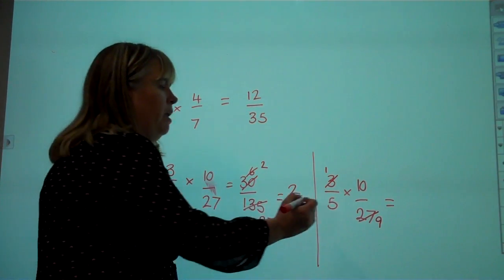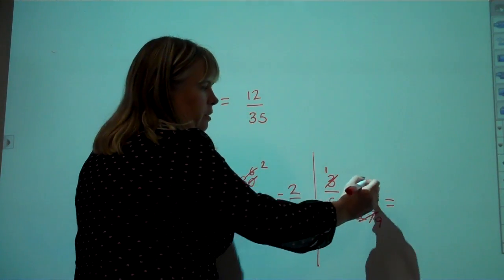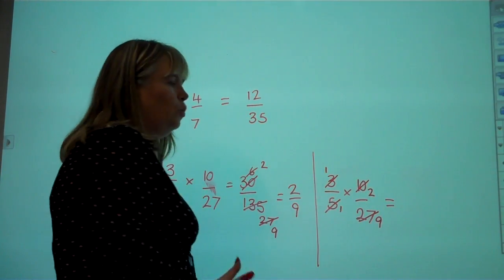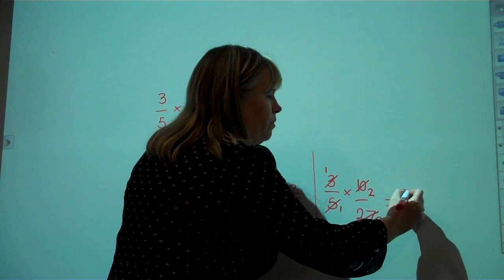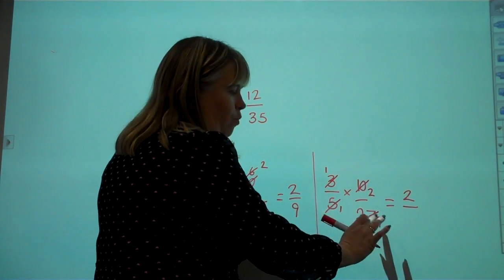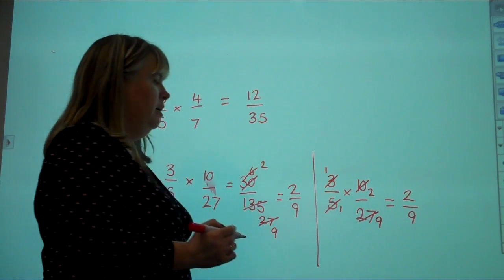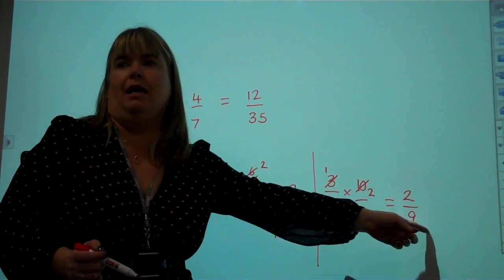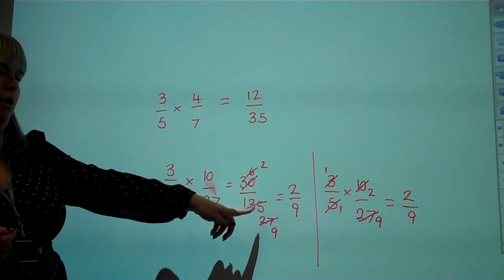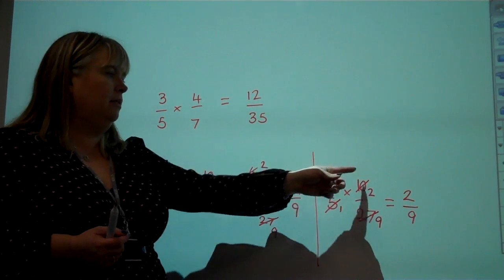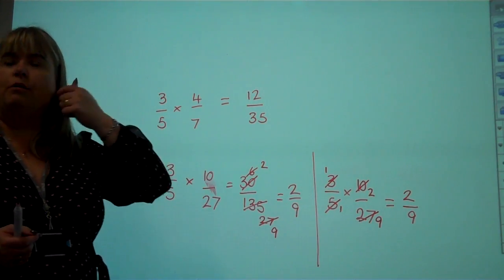5 goes into 10 too. Brilliant. 5 goes into 5 once, and it goes into 10 twice. So I now have 1 times 2 is 2, and 1 times 9 is 9. So I get exactly the same answer, less to do, but I think it's less big numbers to try and work with as well. So if you can cancel at the beginning, that's better.